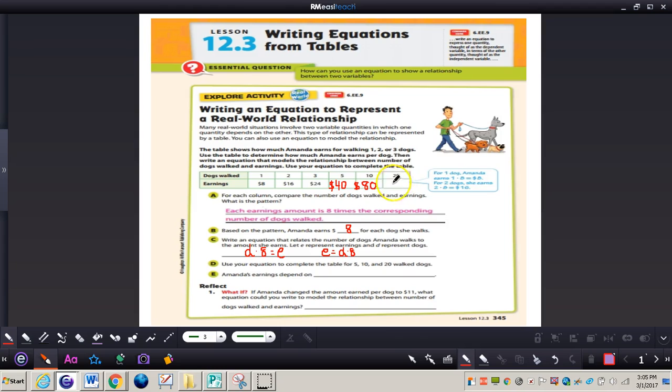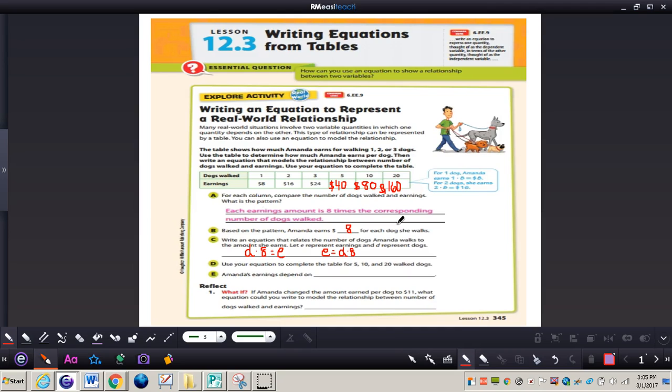$20 times $8 is $160. Hopefully Amanda is not walking 20 dogs at one time. If she is walking 20 dogs at one time, probably the dogs are walking her. So we can see that for letter D, we can complete the table.